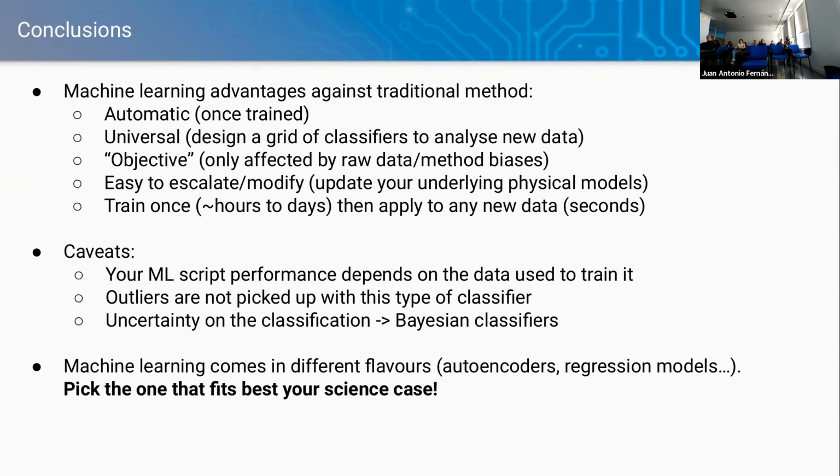So just to sum up, machine learning can come in a lot of different flavors. You can apply it as an autoencoder or for regression models. So you should always try to pick the one that suits best your scientific case.